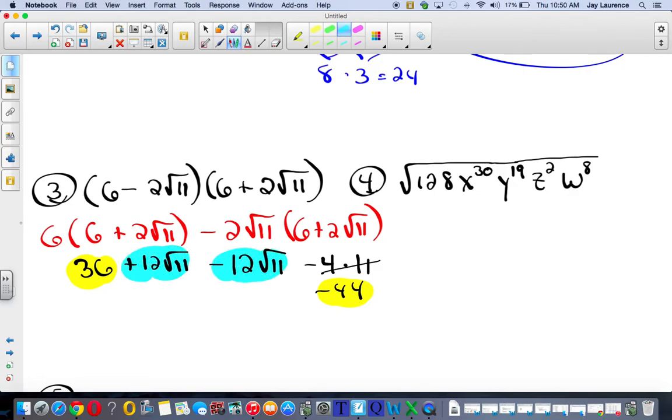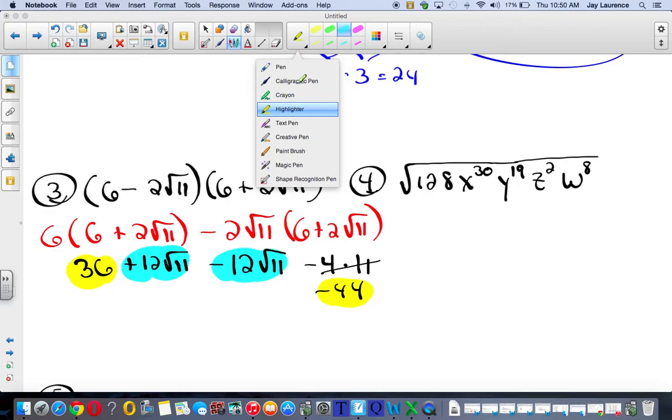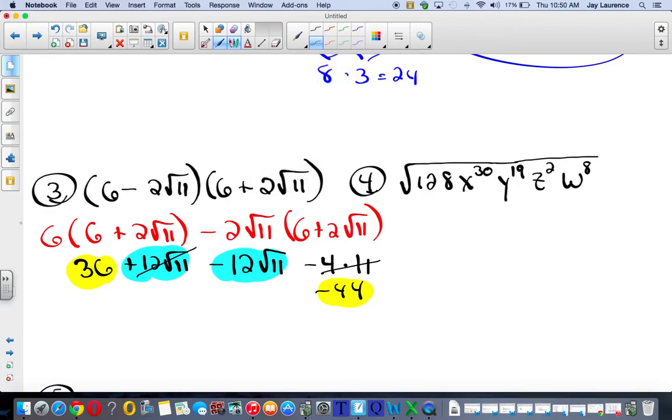What do you notice about the rad 11s? Well, they cancel each other out. They're gone. They turn to 0. Then I have 36 minus 44, which I believe will be negative 8. And there, ladies and gentlemen, is my answer.